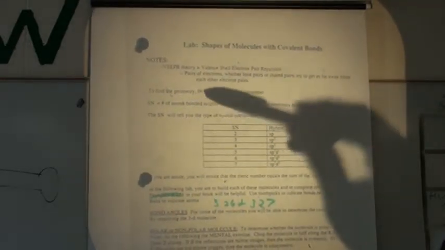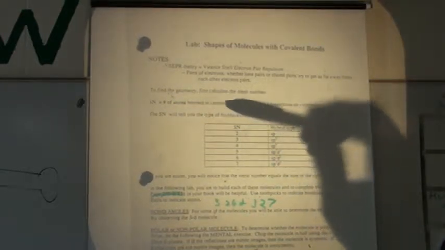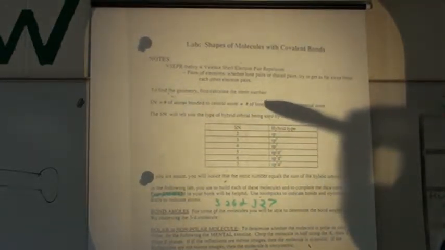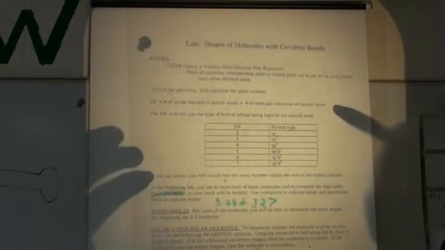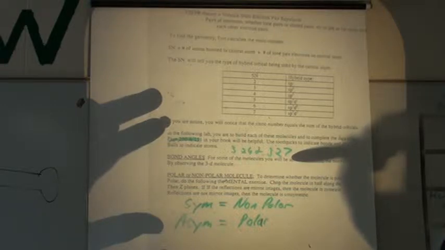So, to find the geometry, the first thing we've got to calculate is the steric number. The steric number is the number of atoms bonded to the central atom plus the number of lone pairs on the central atom. We'll be using pages 326 and 327 in the book, or Appendix G. Your choice.